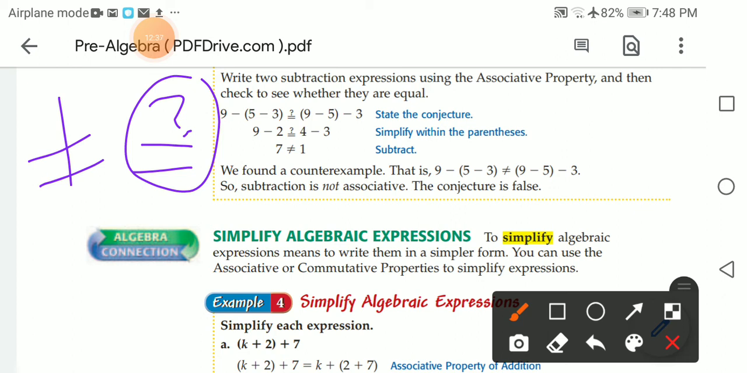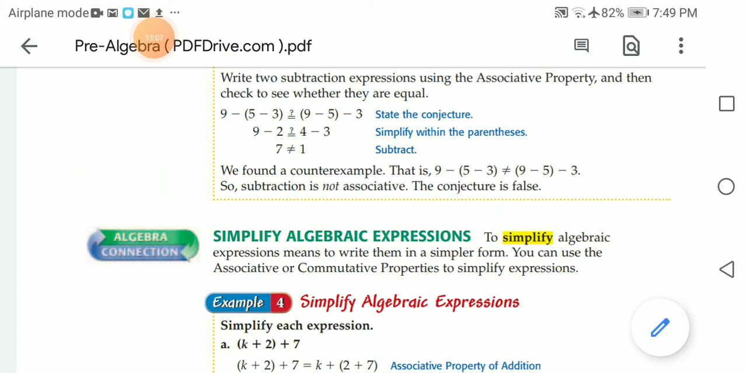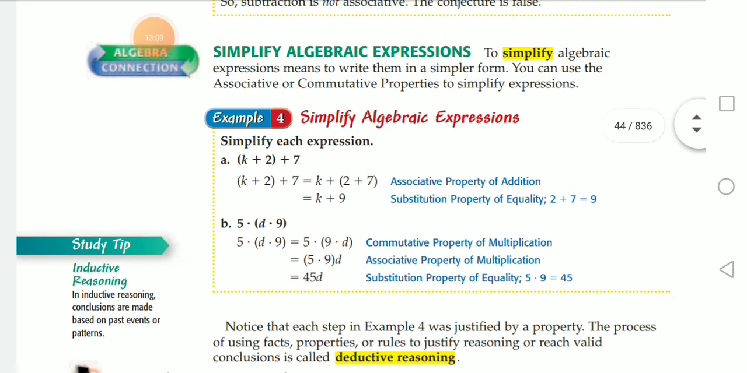Okay, state the conjecture. 9 minus the result of 5 minus 3, which gives me 2, so 9 minus 2 gives me 7. If I change the groups here, it gives me what? It gives me 1. So they are not equal. So this is a counterexample. The two expressions don't give me the same result. So subtraction is not associative. The conjecture is false, right? Okay, it's interesting now.